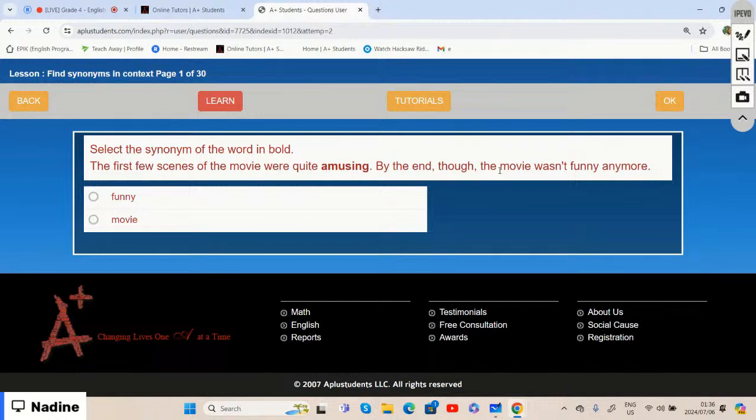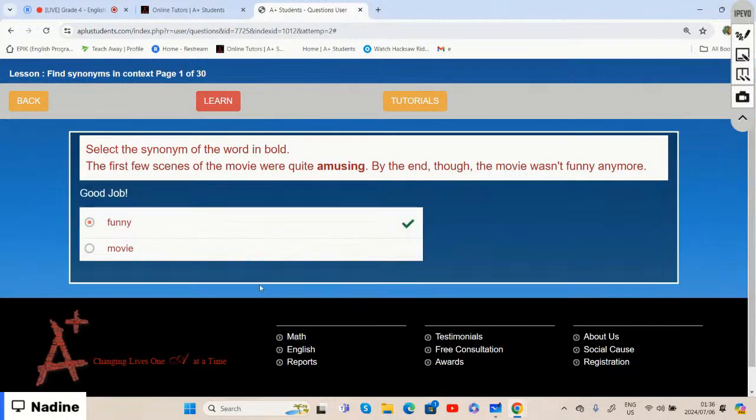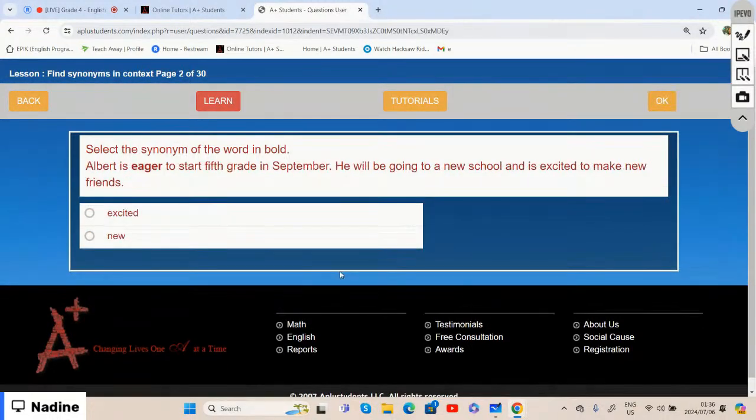All right, so the synonym of the word amusing is funny, right? So the word that's the same or almost the same as amusing is funny. And funny is correct.